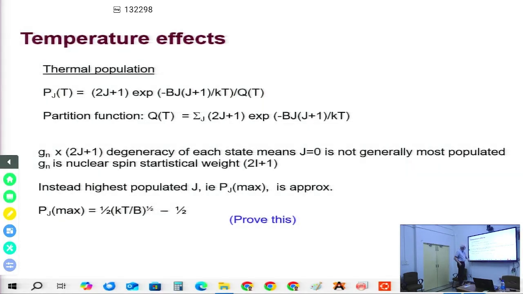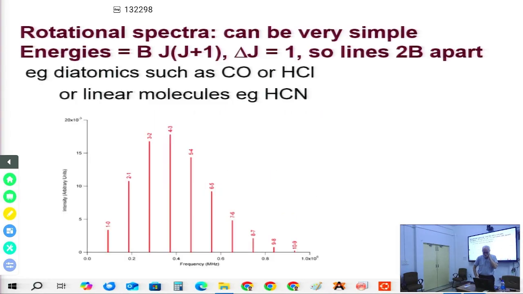And a little exercise for you to do: just take this and differentiate it and set it to 0 so you get the maximum value. You will find that the level with the greatest population is given by this formula. So the rotational spectra of diatomic molecules are beautifully simple.